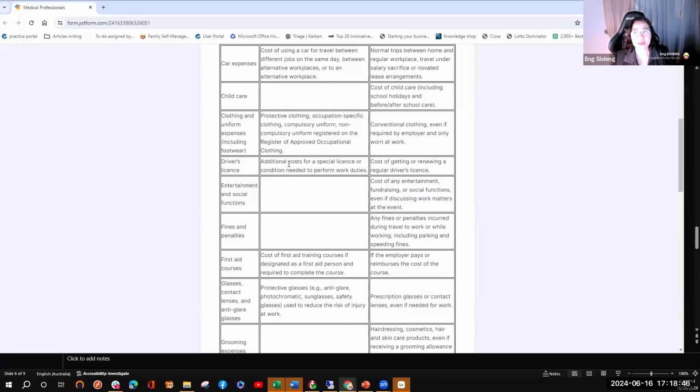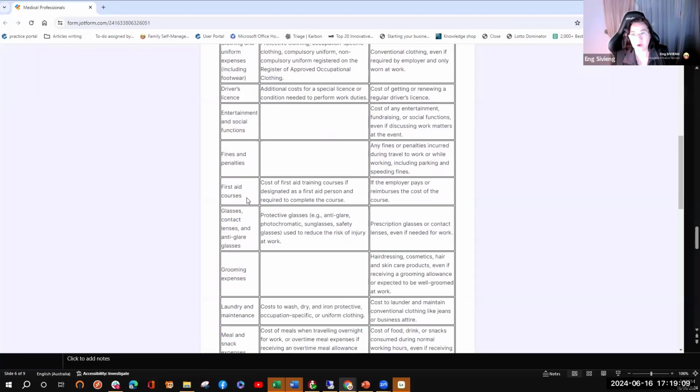The driver's license, a lot of people say, can I claim driver's license? If you need that special license for your work duty, then you can, but if it's a normal driver's license, you can't. I can give you this list and you can go through it. Some of the things, for example, entertainment and social functions, are not deductible. If you get fines or penalties, it's not deductible. If you're doing a first aid course, because it's related to your work, then it's deductible.